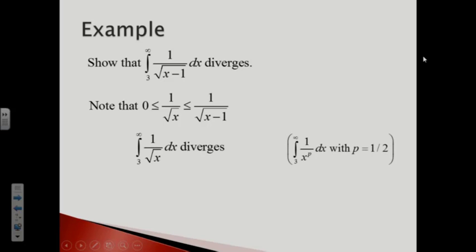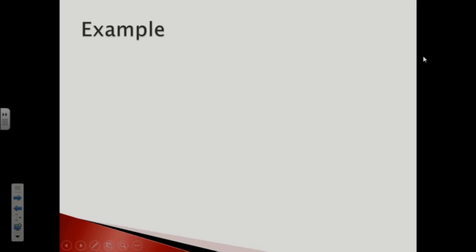And the integral from 3 to infinity of 1 over square root of x diverges because it has the type 1 over x to the power of p, where p equals 1/2 is less than 1. Therefore, according to the comparison test, the integral from 3 to infinity of 1 over square root of x minus 1 diverges. Now, we show that the integral from 3 to infinity of 1 over x squared plus 1 converges.